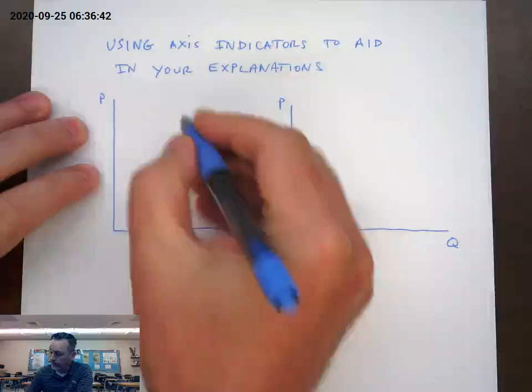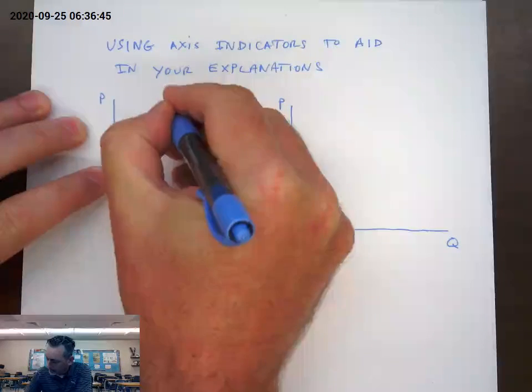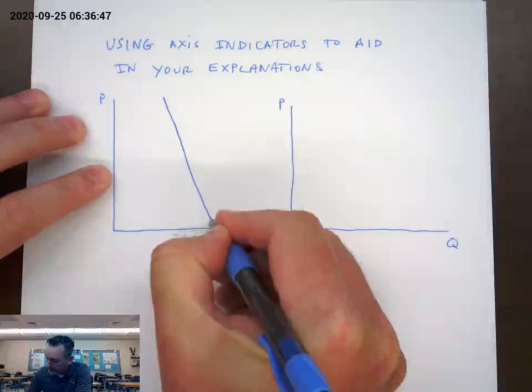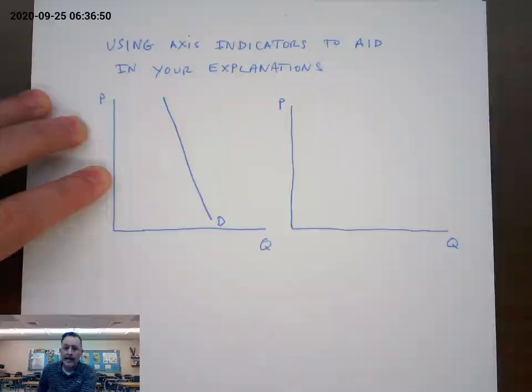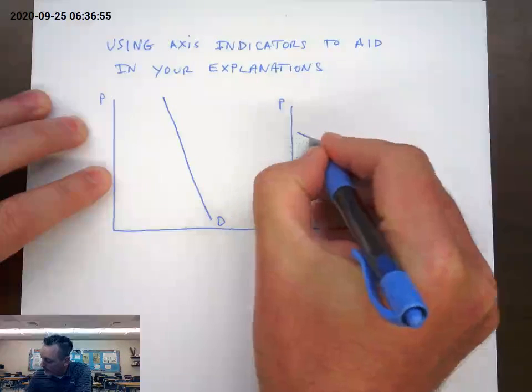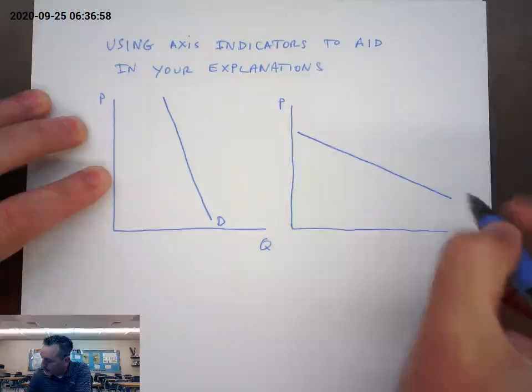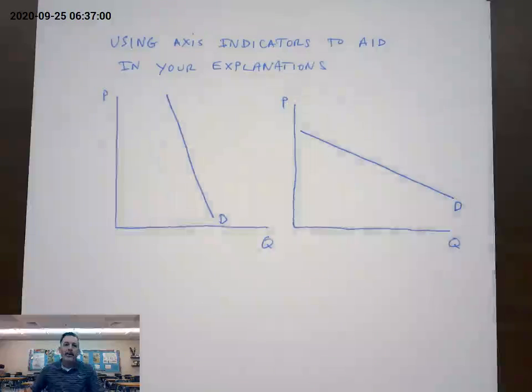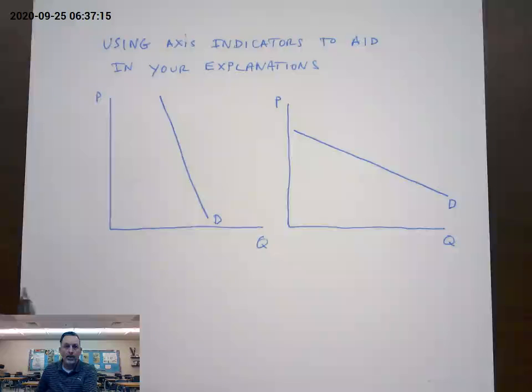So, on this left-hand graph over here, I'm just going to draw a demand curve. And on the right-hand graph, I'm going to draw a different demand curve. And we can very clearly see that those two graphs have very different slopes, but yet we don't know yet which of those is representative of an elastic or an inelastic product. So, when we think about which is going to be which, let's do a quick definition.